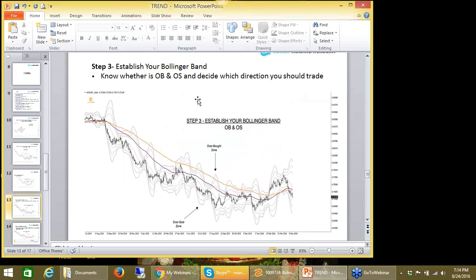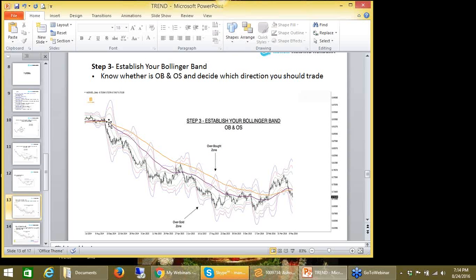After that, step number 3: establish your Bollinger Band. After you put the moving average, you know the trend. This one is a downtrend. Now you put the Bollinger Band. Also, you want to find where to enter, where to exit, or the overbought and oversold condition. Now you can see here, the moving average says downtrend.